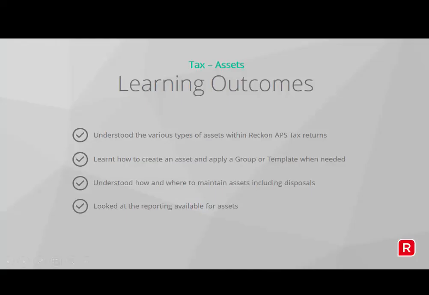What have our learning outcomes been today? We've understood the various types of assets. Each type of asset will have different information that is stored inside the tax return. We've learned how to create an asset and apply a group or template when needed. We understood how and where to maintain assets, including disposals, sharing, and the decline in value. We've looked at reporting available for assets within the reporting option.